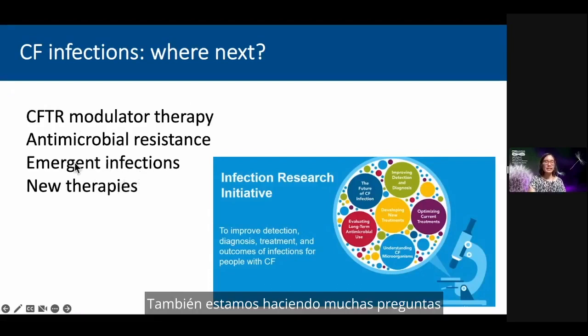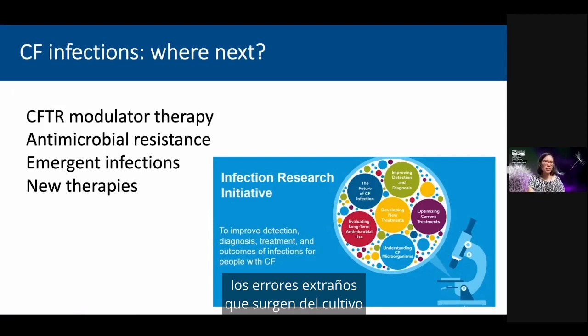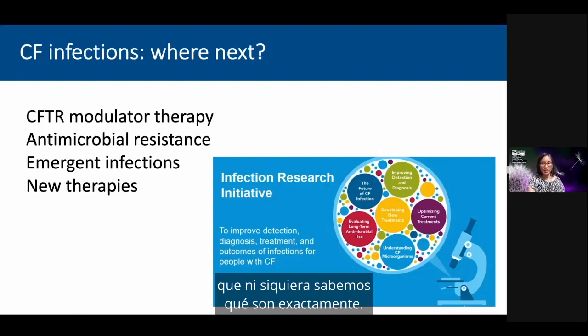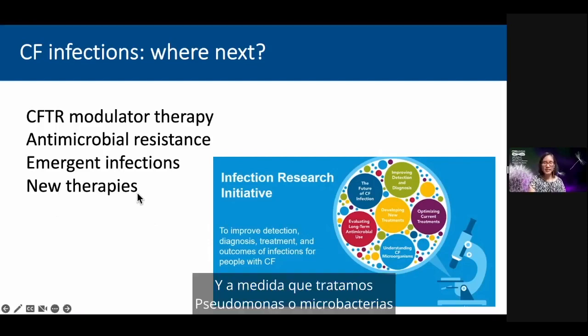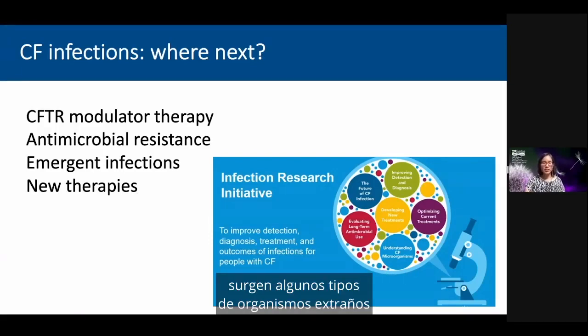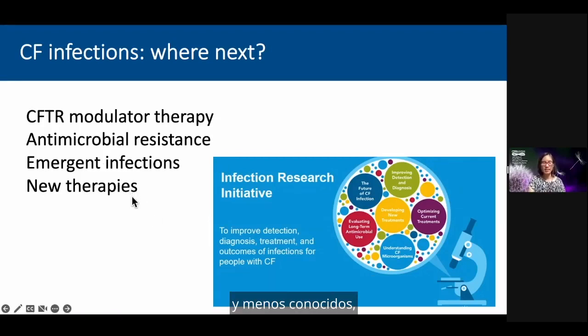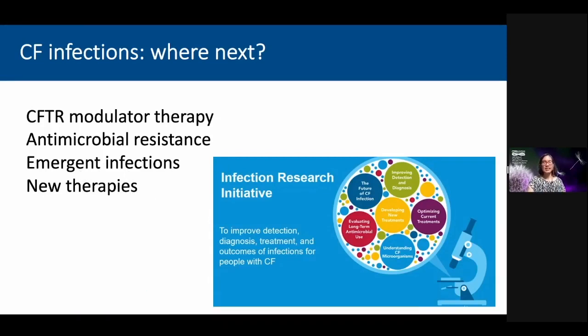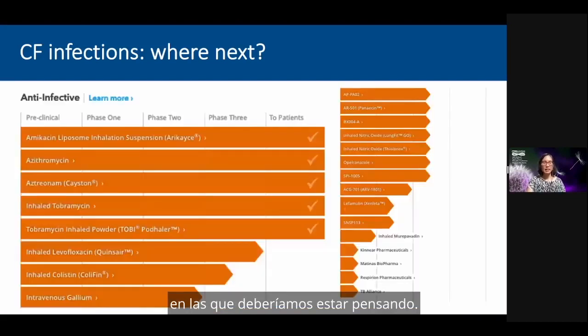We also are asking a lot of questions about emerging infections, the weird and bizarre bugs that come out of culture or of sequencing results that we don't even know what exactly they are. And as we treat Pseudomonas or mycobacteria with a lot of antibiotics, there are some stranger and less known organisms that emerge, and what are their implications. And finally, we're thinking a lot about what are some novel therapies that we should be thinking about.